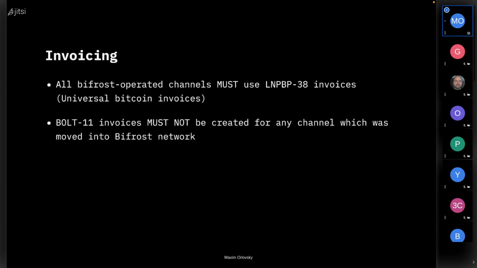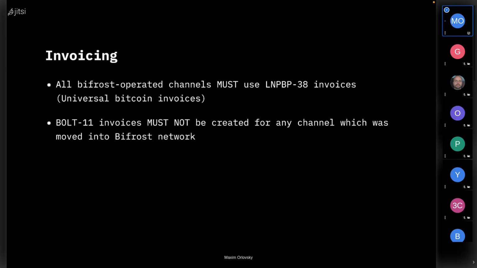To do a payment in a Bifrost channel, the node must use a special new invoice type, which was defined in LNPBP 38. It's universal Bitcoin invoices. We had a presentation about them in the spring. They were developed as a part of RGB, but they were more general because this invoicing type supports both on-chain and Lightning transactions. It supports Bitcoin and other forms of RGB assets, or even potentially non-RGB assets.